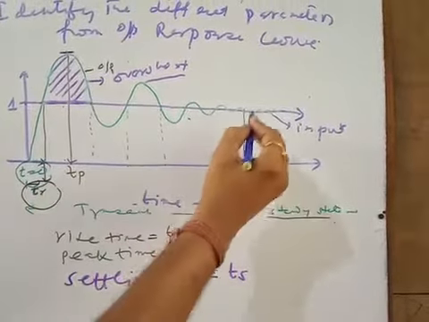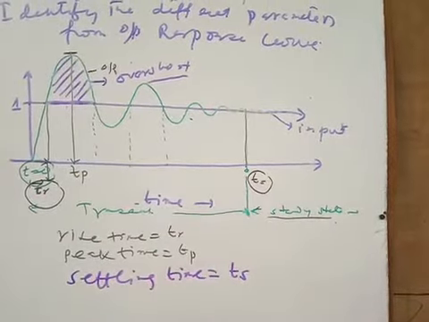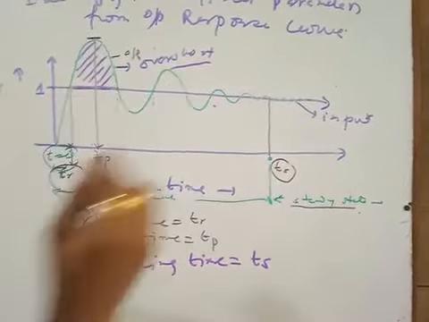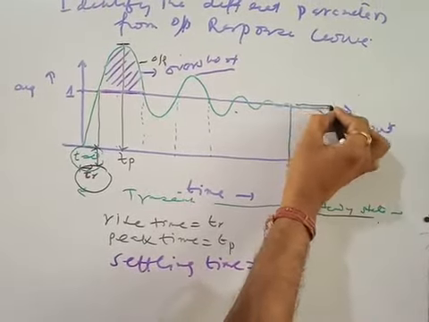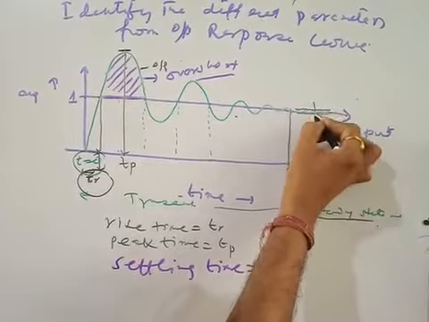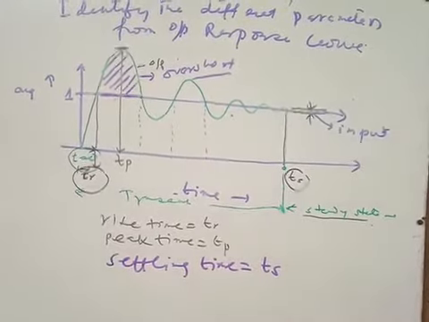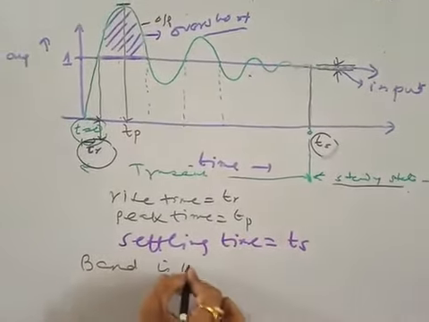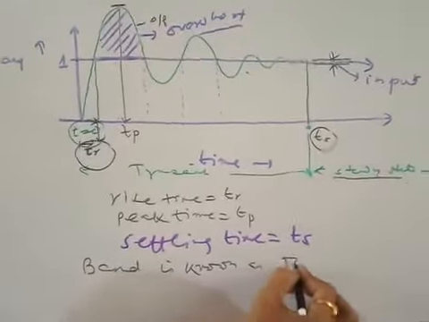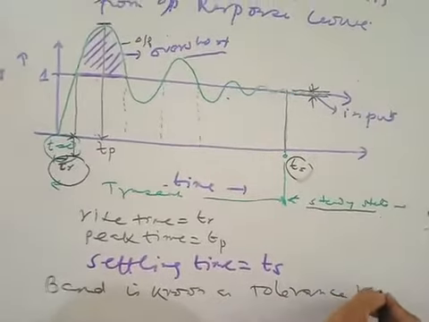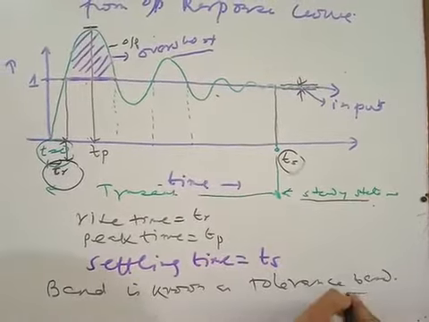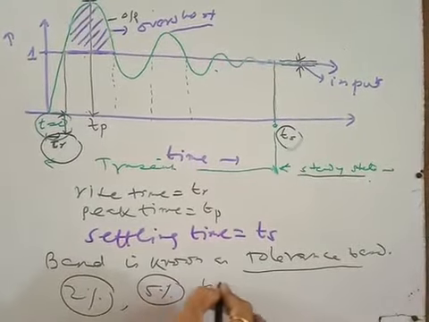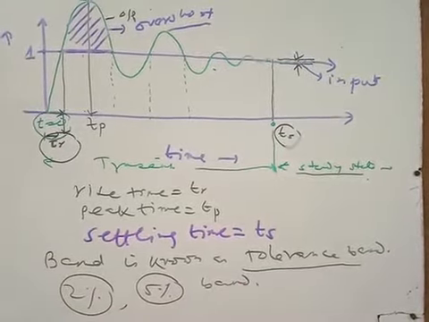There is still a very small oscillation about the real value. So how much oscillation is tolerable? That is known as tolerance. This is our oscillation band, and this band is known as the tolerance band. How much tolerance is accepted? There are two types of band: one is the 2% band, one is the 5% band. So this is your settling time.